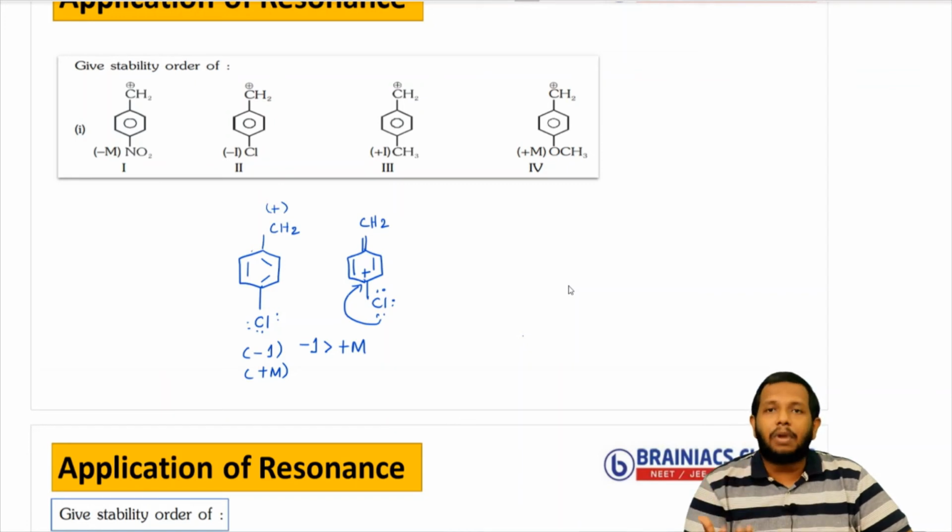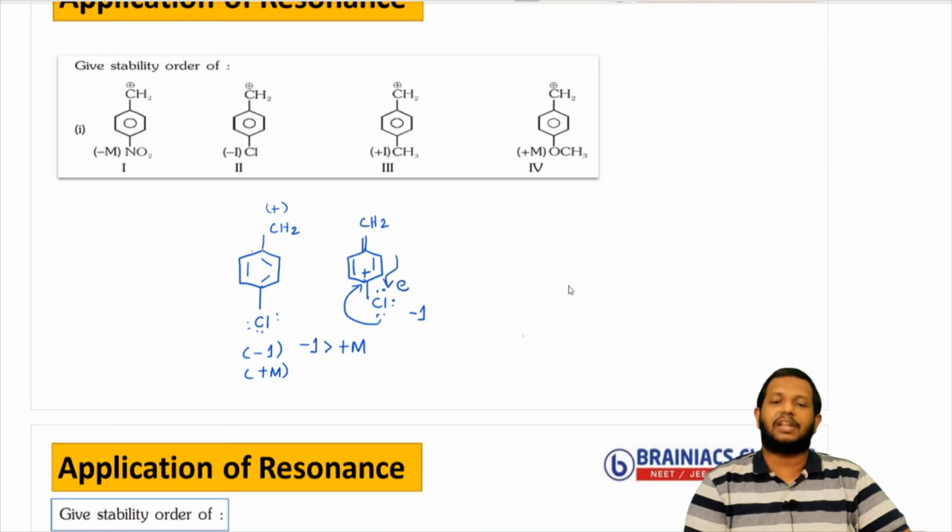Due to its plus M effect, it will try to donate electrons to here and make it stabilized. But the problem here is, it has minus I effect that is dominant. So that will try to attract the electron in this direction. Even though it is trying to donate electrons through plus M effect, through minus I effect it is attracting the electrons. So as a result it is unstable, since minus I is dominant over plus M in the case of halogens alone. Now let's see the next one.